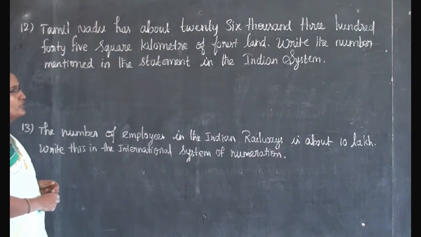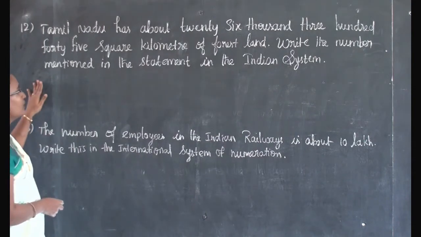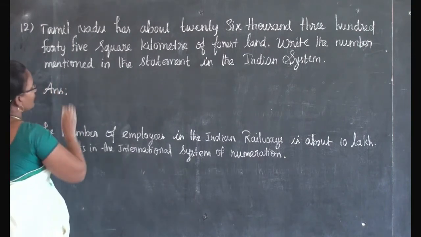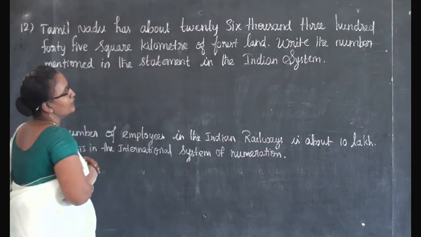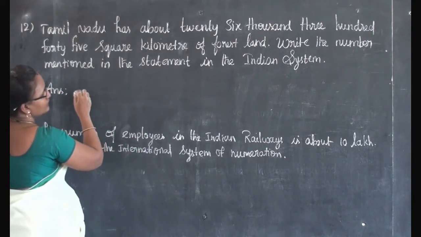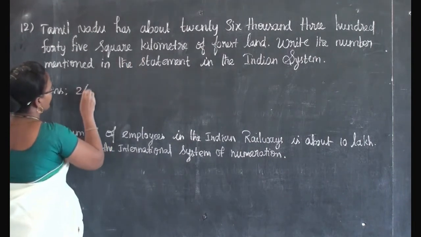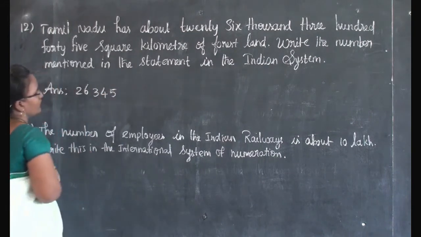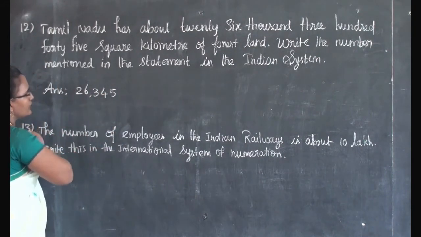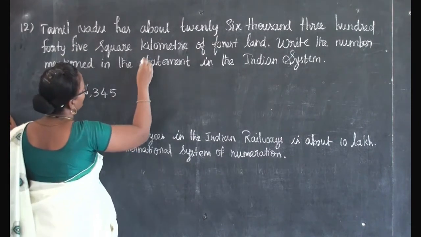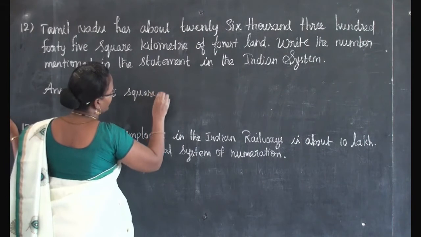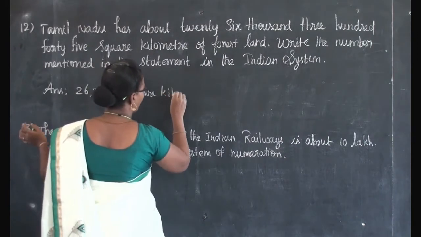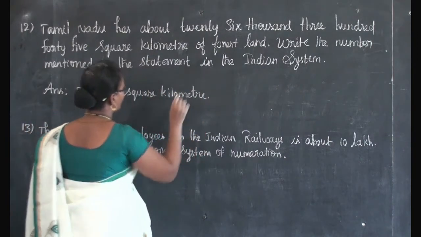Now the 12th one, Tamil Nadu has about 26,345 square kilometer of forest land. Write the number mentioned in the statement in the Indian system. So answer, they given the number name. Write in the numeral. So 26,345. It is an Indian system. So before 3 digits, we put a comma, square kilometer. So that will be the answer.